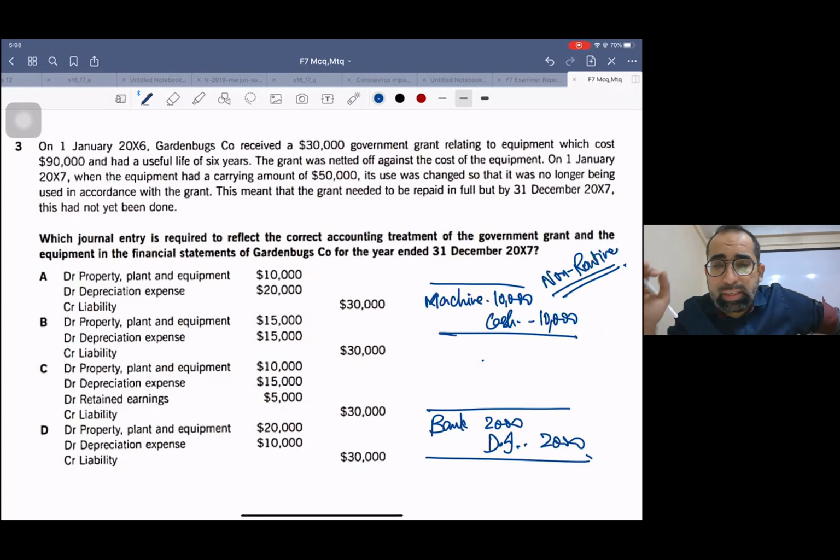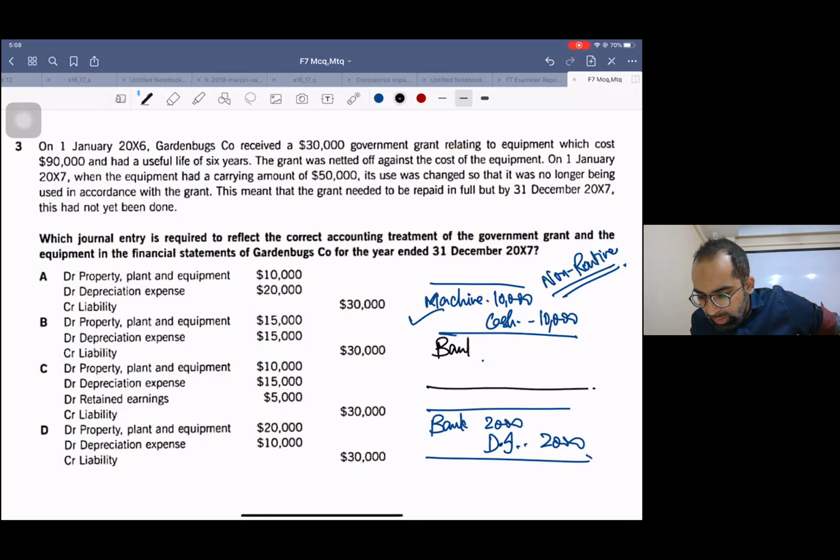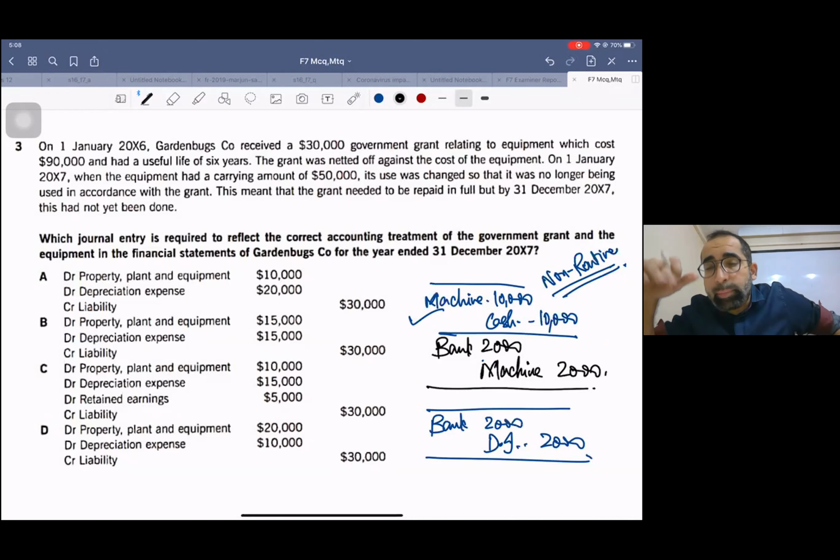90%, 95% of the time in the exam, these things come separately, separate for machine and separate for deferred income. But sometimes they give you the net approach. See what the net approach is. First of all, you bought the machine, and now when you receive the grant, listen, you make the entry bank debit 2,000, and you simply cancel the cost of the machine. Because just think, because of the grant, the government helps you, so it's basically a reduction in your cost. So this is the net off approach.